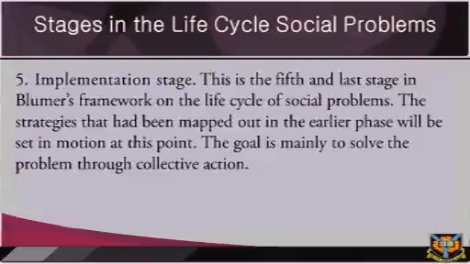This is the 5th and the last stage in Blumer's framework of the life cycle of social problems. The strategies that have been mapped out in the earlier phase will be set in motion at this time. The goal is mainly to solve the problem through collective action.